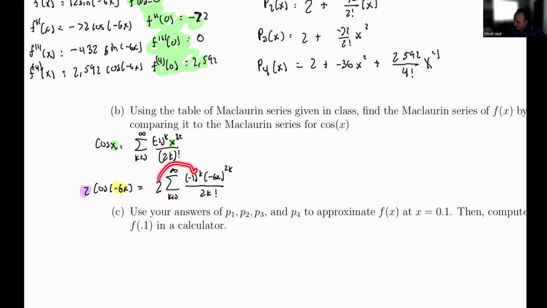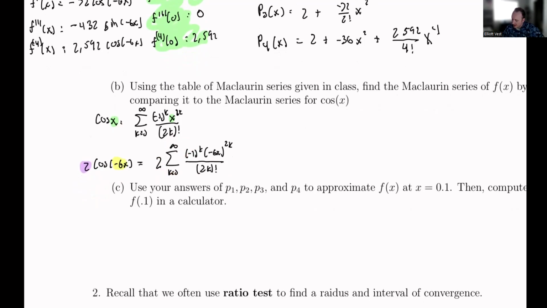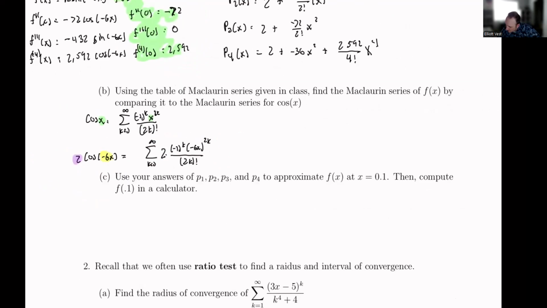You can distribute it as well. You can put the 2 on the inside here. But yeah, I'm fine leaving it like this. And maybe you can. If you leave it there, that's fine. I'm gonna put the 2 inside here as well, because this is a series, so you can just distribute that term to everything. Yeah, so this is all the answers looking for here. So I'm just gonna leave it like that.